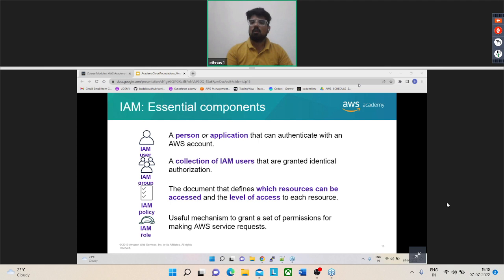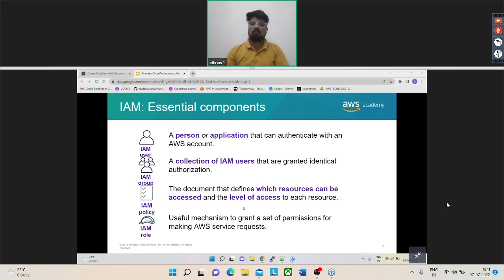Yesterday I told you what is IAM. It is a central service which mainly controls your account, which controls each AWS resource in your account, which controls each user's access to your account. Now let's check out the essential components. There are 4 essential components, or 4 pillars, of IAM. The first one is IAM user, the second one is IAM group, the third one is IAM policy, and the fourth one is IAM role.